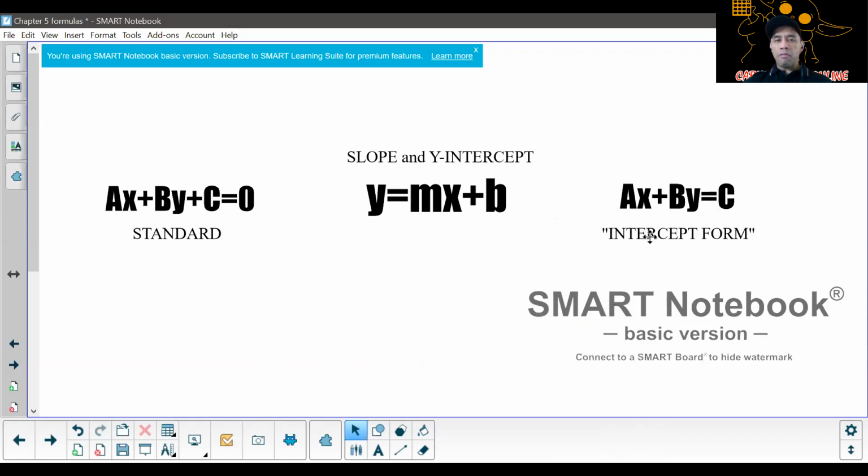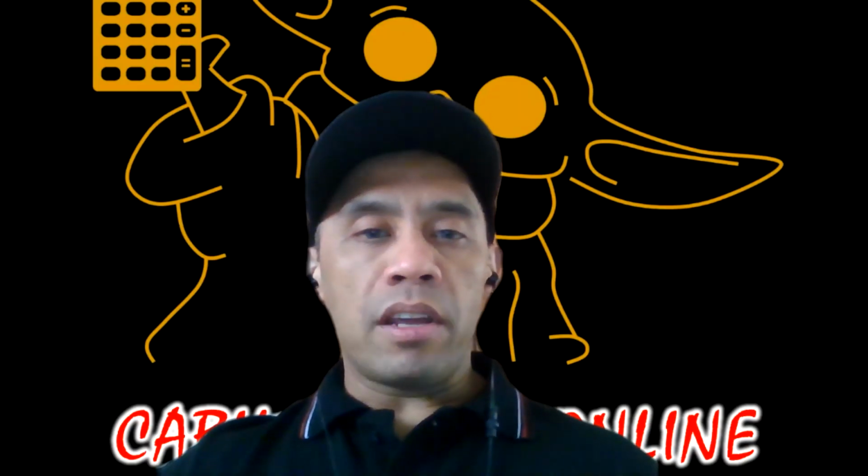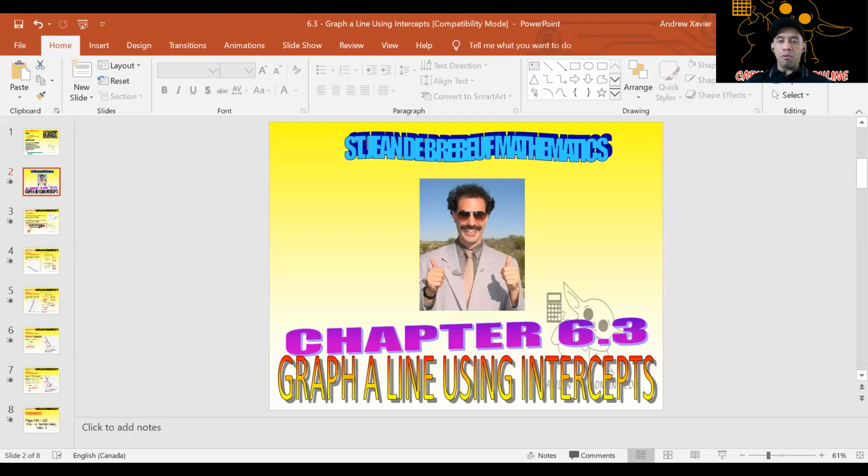In a very similar fashion to using the slope and the y-intercept to draw a line, you only need 2 points in order to construct a line using the intercept form as well. So that's what we're going to look at in today's lesson. Let's get right to it and take a look at how to graph a line using intercepts.